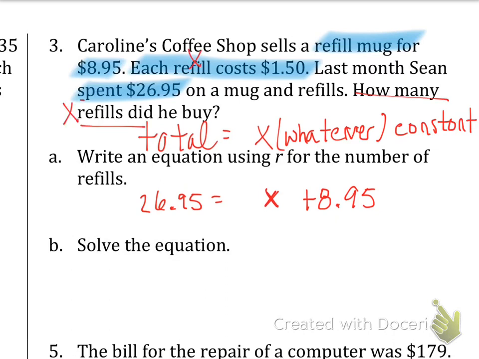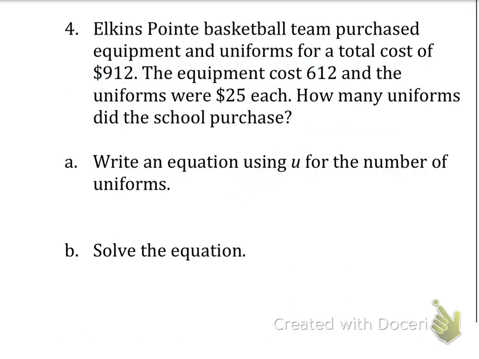Well, what are we doing to x? We're saying that each one costs $1.50, so we are multiplying x by $1.50. So this situation says that she spent $26.95. We could find that by saying $1.50 per refill plus $8.95 for the mug. So this is per refill plus the mug. So that would be her total.